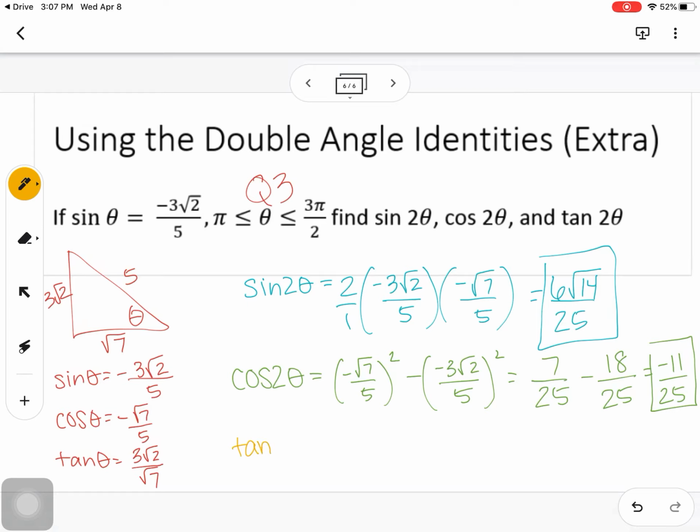And then last but not least, for tangent. Again, since I already found sine and cosine, I might as well let that work for me. So 6 root 14 over 25, all over negative 11 over 25. You multiply by that LCD, which really just cancels them out, and you have negative 6 root 14 over 11. That negative can go wherever it wants, so you can put it in the front, put it on top, put it on bottom, whatever makes you happiest.